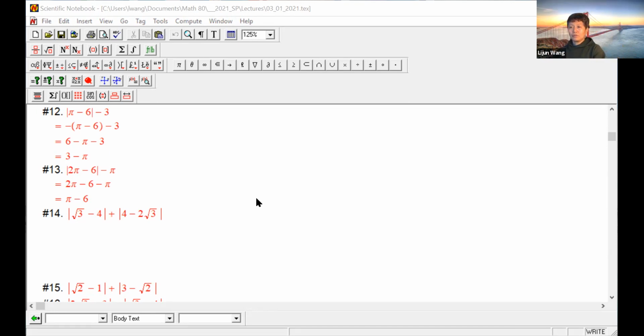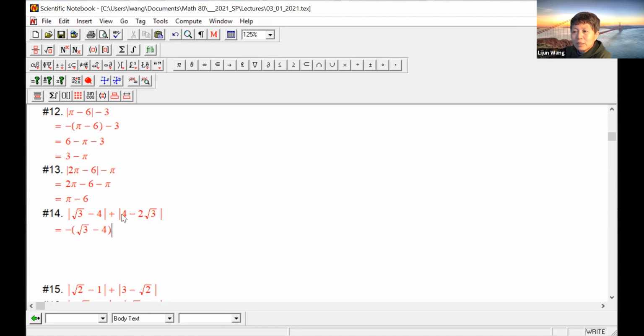Number 14. What did you get? Root 3 obviously is less than 4, right? Root 3 is less than 2, and 2 is less than 4, therefore root 3 is less than 4, right? So if root 3 is less than 4, the first absolute value is the absolute value of a negative number. So this quantity is a negative number. The absolute value of a negative number is its opposite.